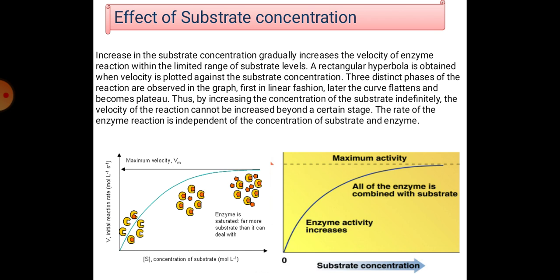Increase in the substrate concentration gradually increases the velocity of enzyme reaction within a limited range of substrate levels. A rectangular hyperbola is obtained when velocity is plotted against the substrate concentration. Three distinct phases of the reaction are observed in the graph. First in linear fashion, later the curve flattens and becomes a plateau. Thus, by increasing the concentration of substrate indefinitely, the velocity of the reaction cannot be increased beyond a certain stage. The rate of the enzyme reaction is then independent of the concentration of substrate.